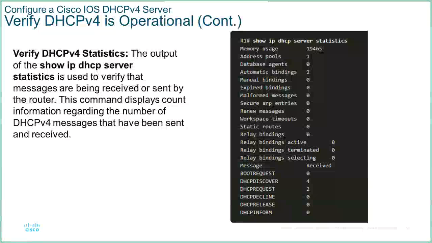Automatic bindings, so this is where the addresses are assigned out. Manual static assignments, how many renew messages, secure ARP entries, you can read the list. So down the bottom is the main ones we tend to look at, which is how many discover requests have been sent and received. So these are our request, decline, release, and inform message types. So we know how many are coming and going from the server.